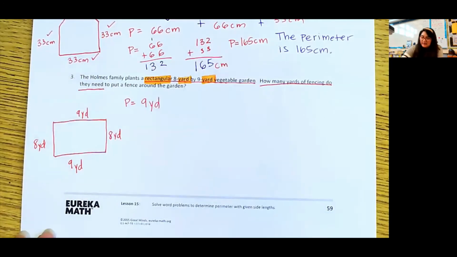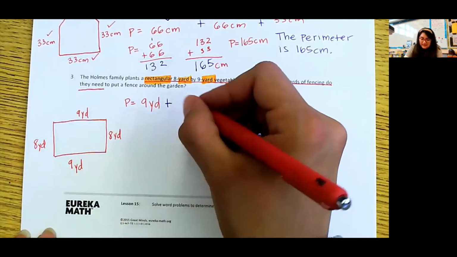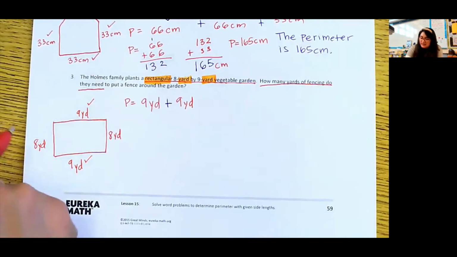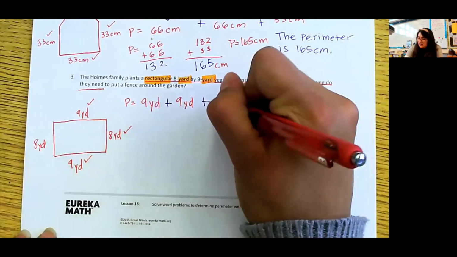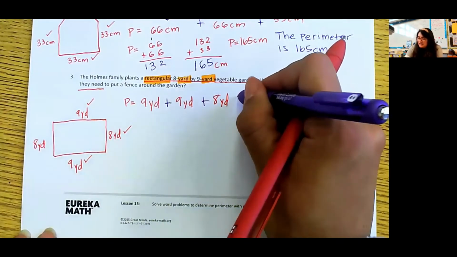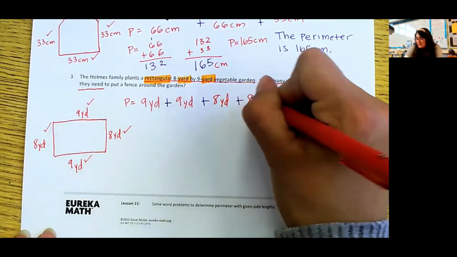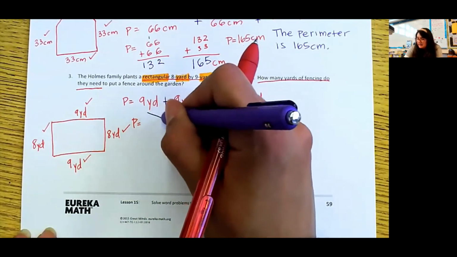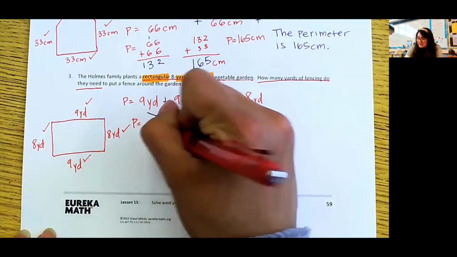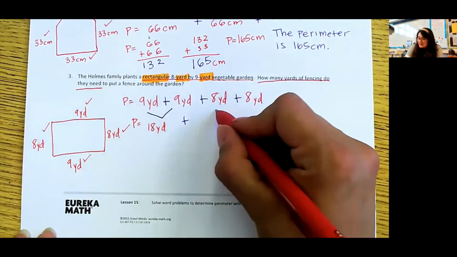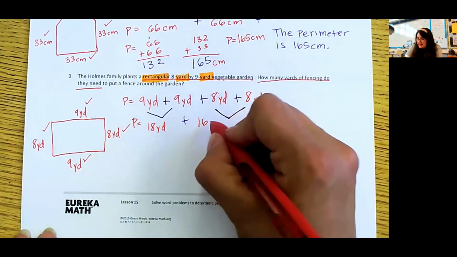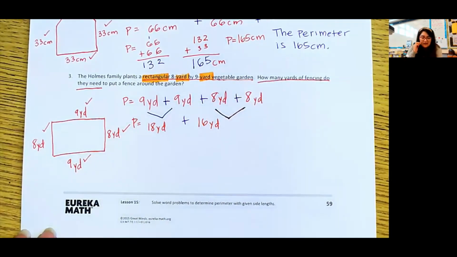9 yards plus, and I'm going to put a check since I used that one, another 9 yards, plus 8 yards, plus, here's my second one, 8 yards. Okay? Let's simplify it. 9 plus 9 is 18 yards. And then 8 plus 8 is 16 yards. Make sure you're writing that down so I can see your step-by-step process. And if you didn't write it, go ahead and write it now.